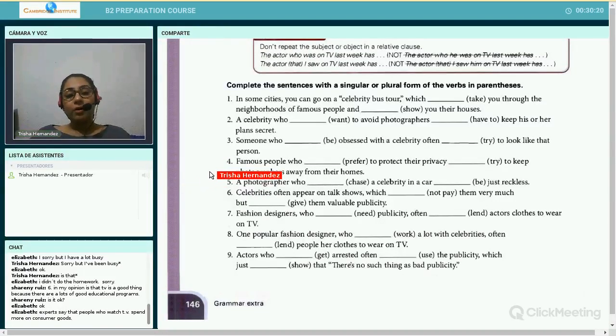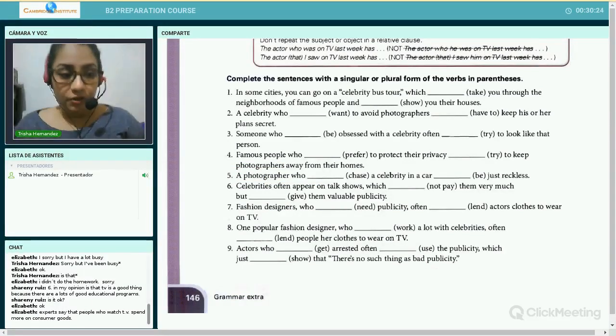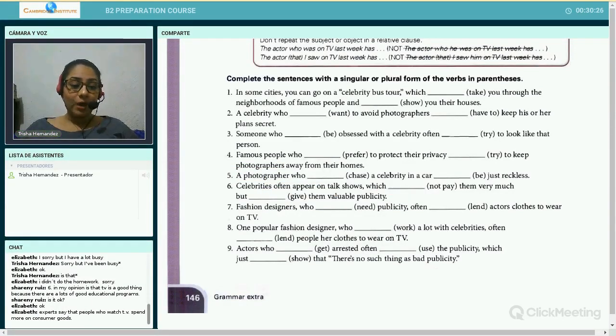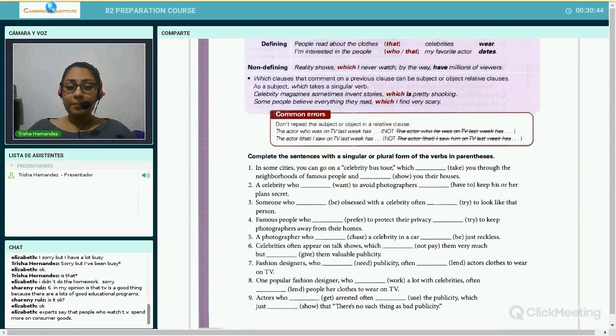In some cities, you can go on a celebrity bus tour, and you have to complete this part, okay? This is for you right now. This is your classwork. That's what you have to do. Do it, please. Answer it. I'm going to make it a little smaller. You have your grammar on top.